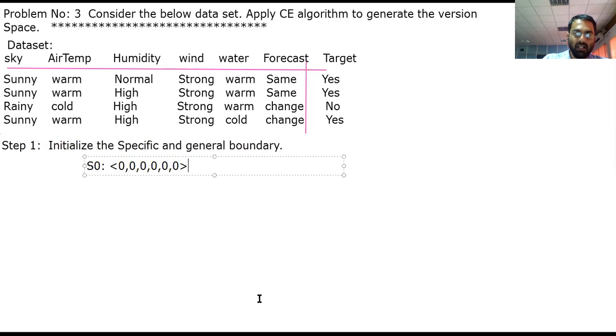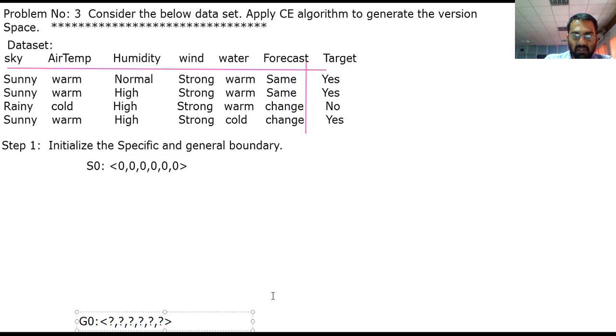Similarly, in parallel, we have to initialize the general boundary that is represented as G naught. G naught is equal to, since the general boundary means we need to accept all the attribute values, question marks. So all are question marks. Since we have totally 6 attributes, that's why 6 question marks, and the same for the specific boundary.